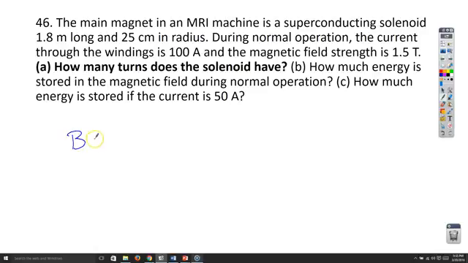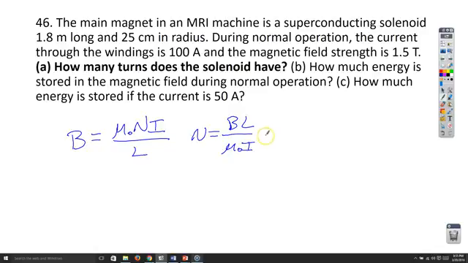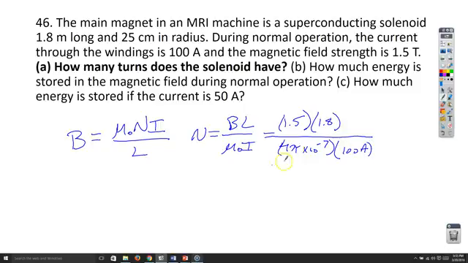So to find the number of turns, we know that the magnetic field is equal to mu O times the number of turns times the current all over the length. So we can rearrange the equation. This will make this BL all over mu I. Our B is 1.5 Tesla. We know our length is 1.8 meters. We're going to divide that by 4 pi times 10 to the negative 7th for our magnetic permeability. And then we have 100 amps. And so we have 2.1 times 10 to the 4th turns. So that's a lot of turns.